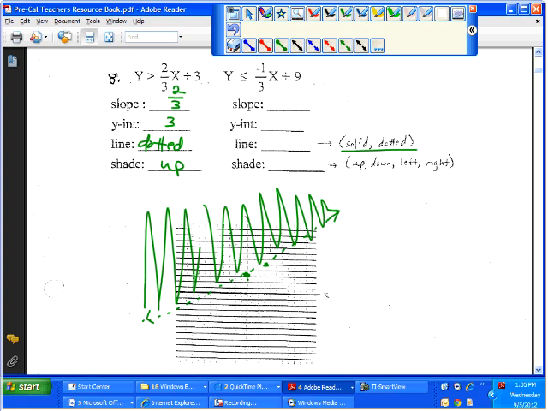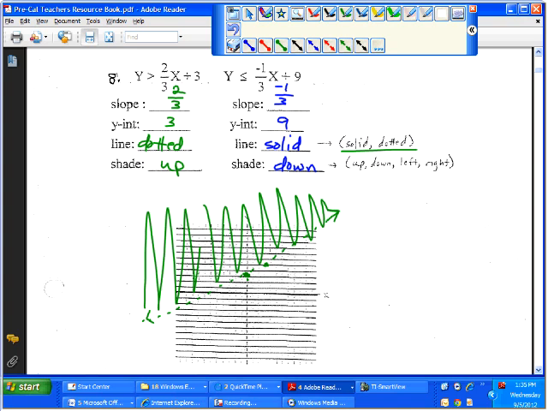What is the slope of the second one? Negative 1/3. The y-intercept is 9. Is the line solid or dotted? It's got the equal mark, so it is solid. It says y is smaller. Which direction does y get smaller? Down, so we shade down. Understand that? I understand the solid, dotted, and the shade up and down. Okay?